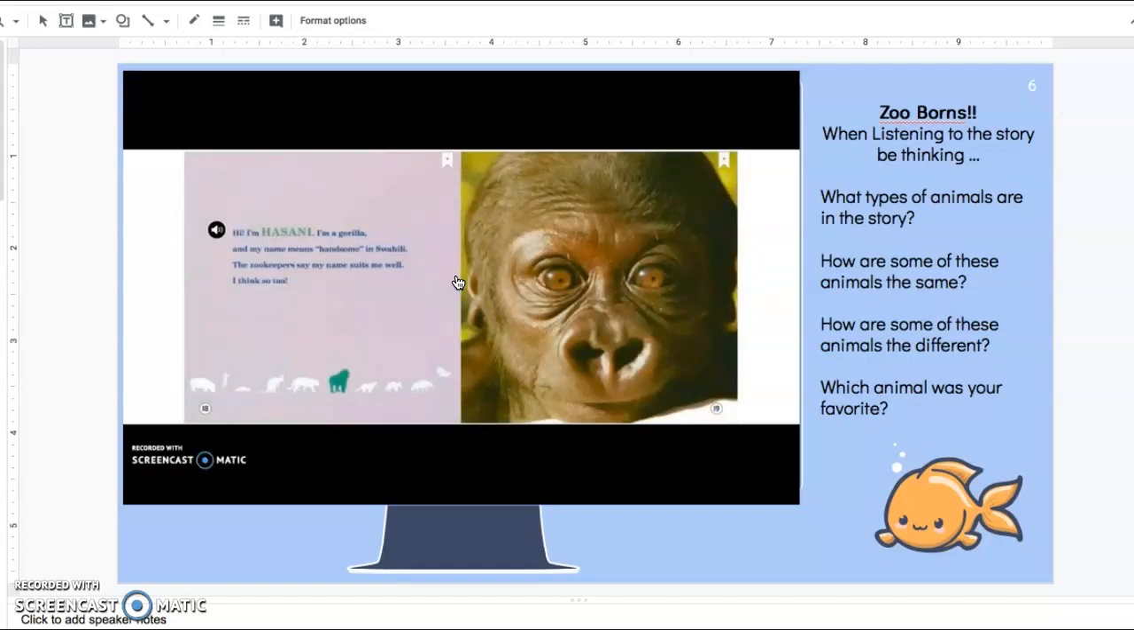Hi, I'm Hassani. I'm a gorilla, and my name means handsome in Swahili. The zookeepers say my name suits me well. I think so too.